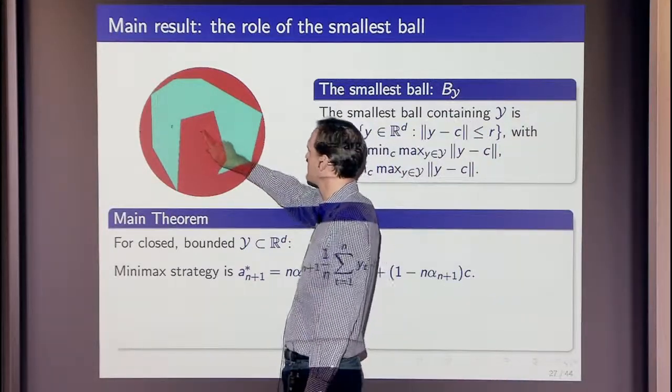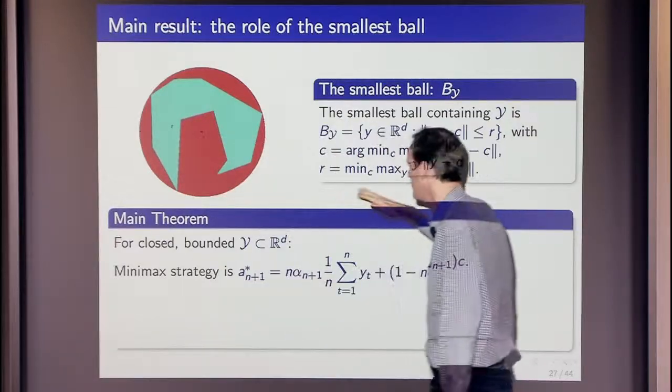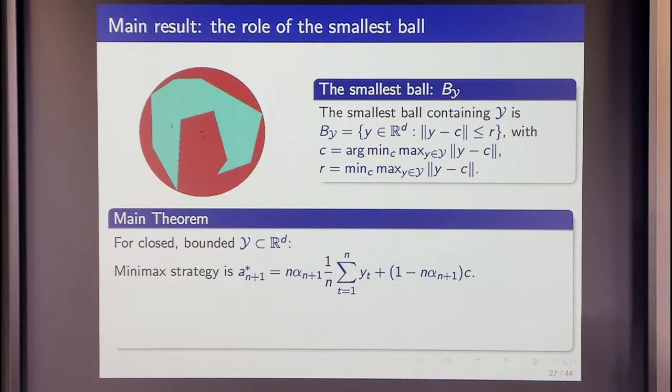It's hard to see here. This is the center of the smallest ball that contains that set, and it has a certain radius. The main result is that for any closed bounded set, the Minimax strategy depends only on the center of that smallest ball. The optimal regret depends only on its radius.